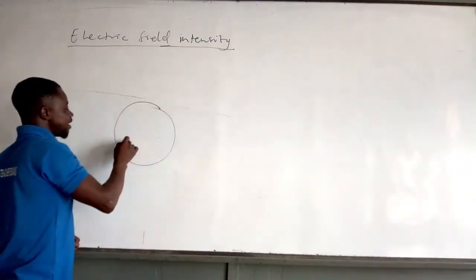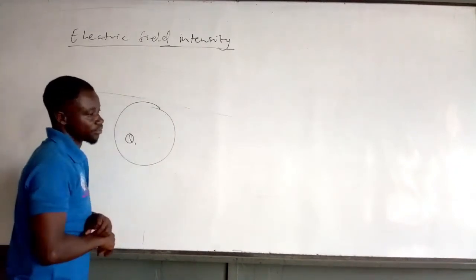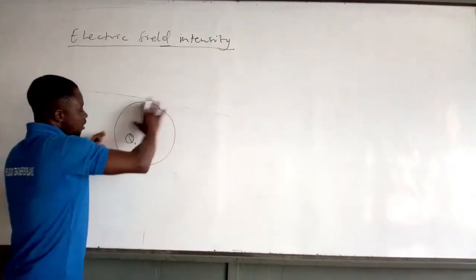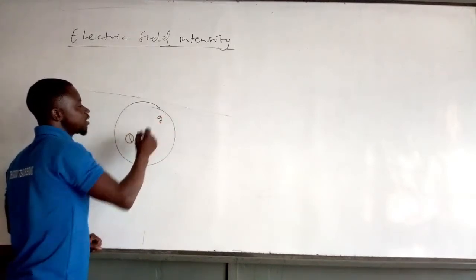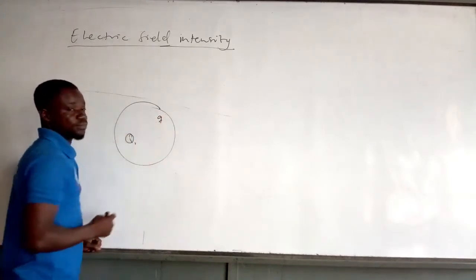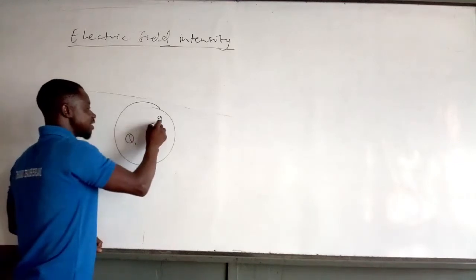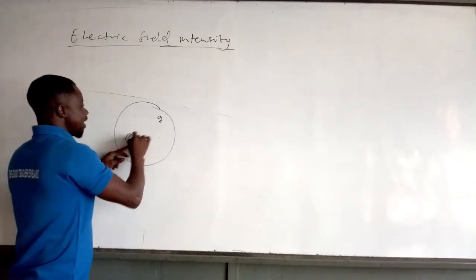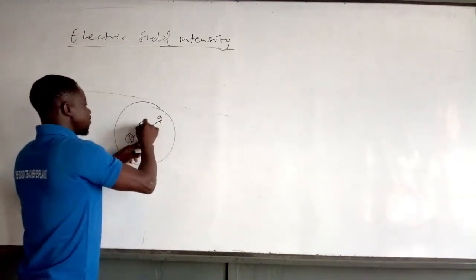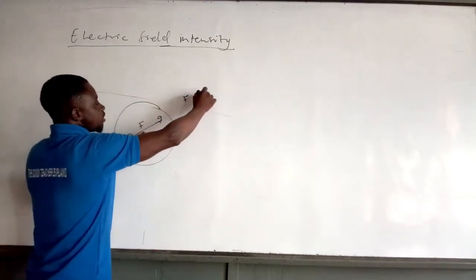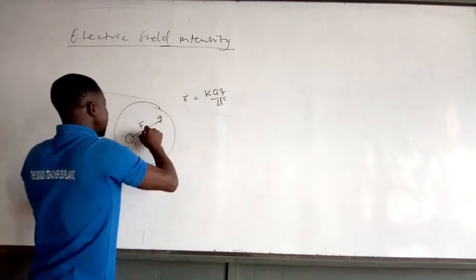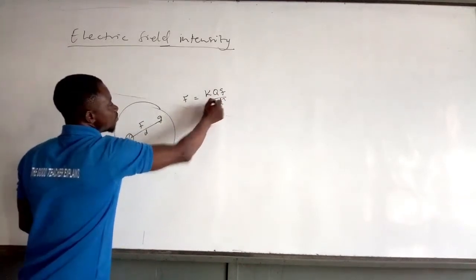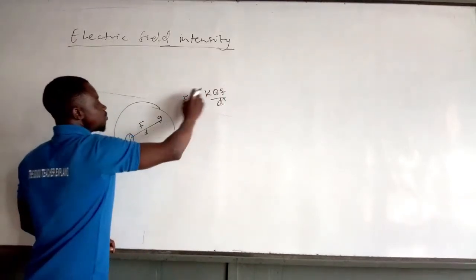Let's take it that a charge Q has created a field. So this field is for this charge. Another charge, small q, is coming in to experience the field at this point. So we are looking at the field intensity at this point. Remember, there exists a force between the two of them, F. That force F is equal to K Q small q all over D squared, where D is the distance between them. This force is between them.